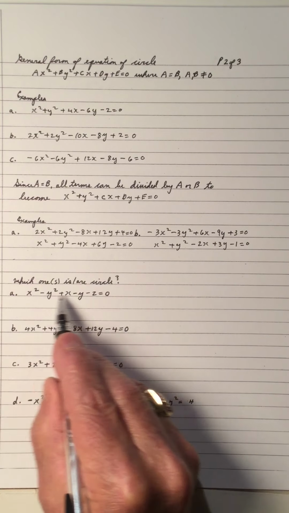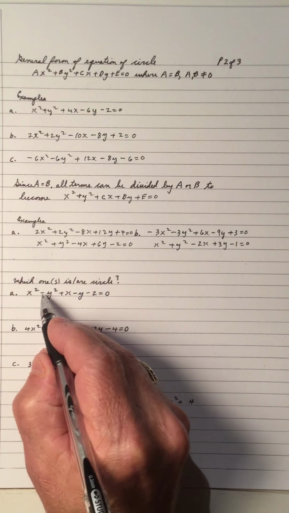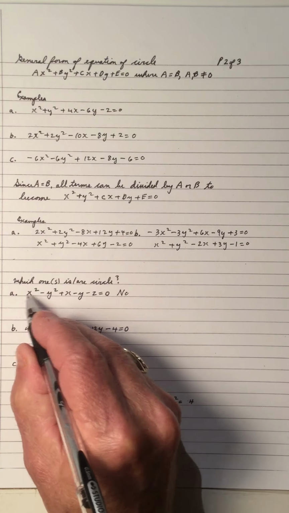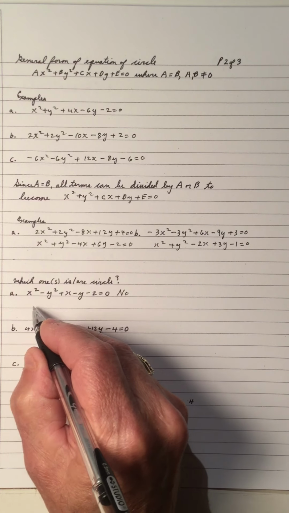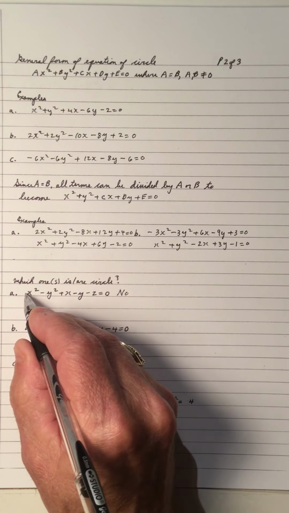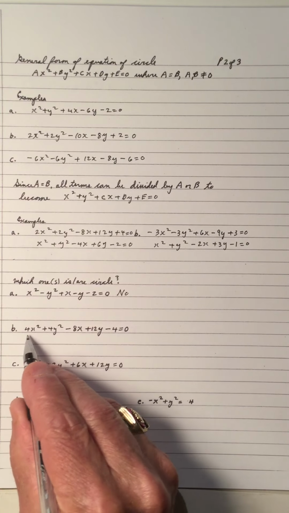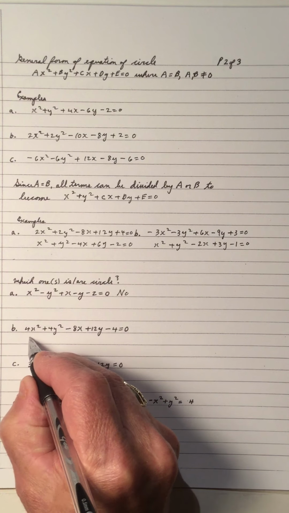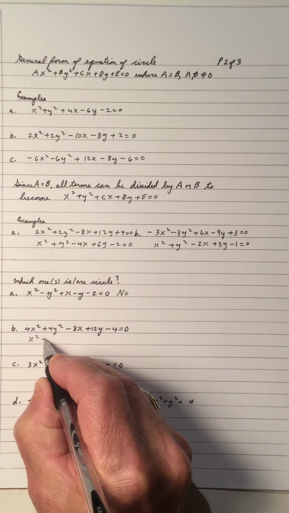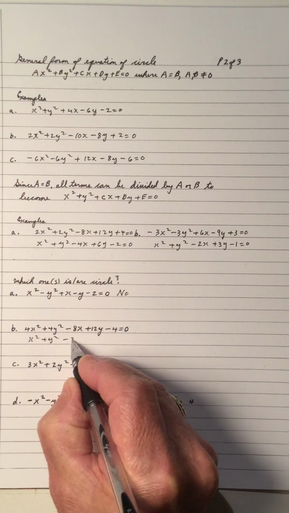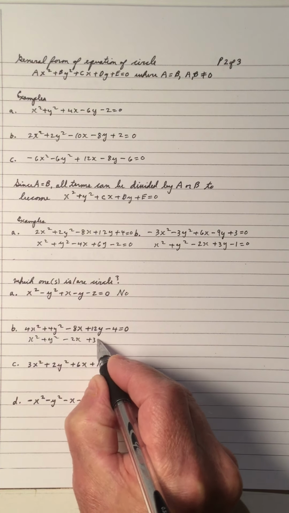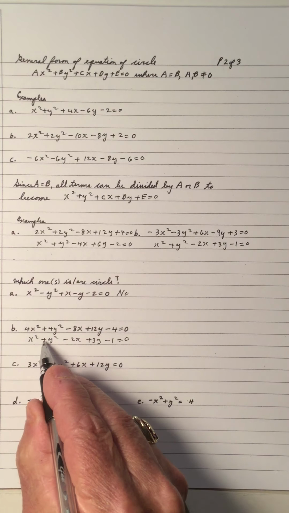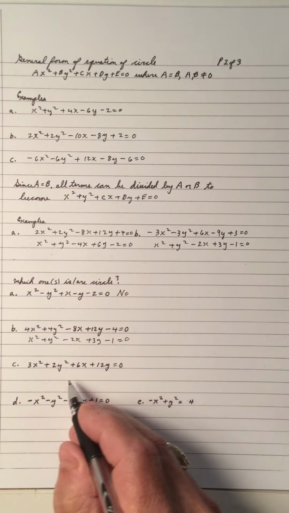So which ones are circles? Is a a circle? We have an x squared and a y squared, but this is a minus. They're not the same, and we have a minus in between, because that's a plus 1, that's a minus 1. Here we have a 4 x squared, y squared, so we divide by 4, we get x squared plus y squared minus 2x plus 3y minus 1 equals 0. So we have an x squared, y squared with a plus, so that's a circle.